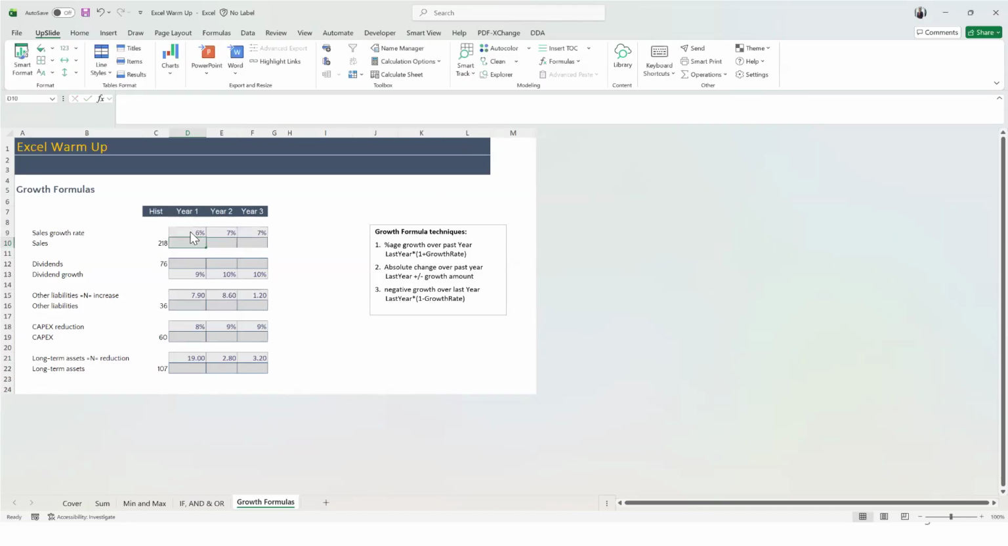Can we all do it? Can we just do the growth formula for sales? So assuming your sales last year is 216, but we are saying that in year one, we want it to grow by 6%, in year two by 7%, in year three by 7%. This is how you would do it. Last year sales multiplied by 1 plus growth rate. Can we all try it? And can you tell me what your sales in year three will be? Can we try it and let me know what your sales in year three will be?